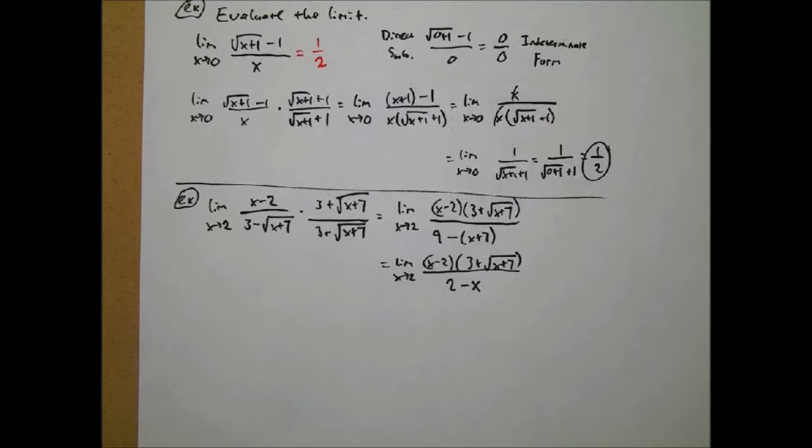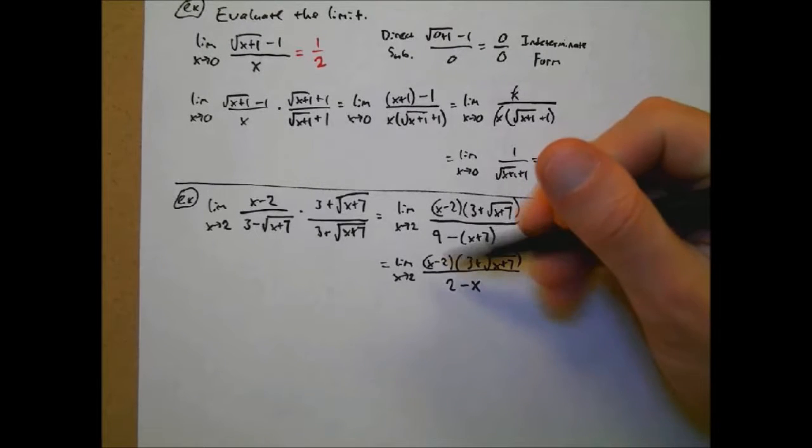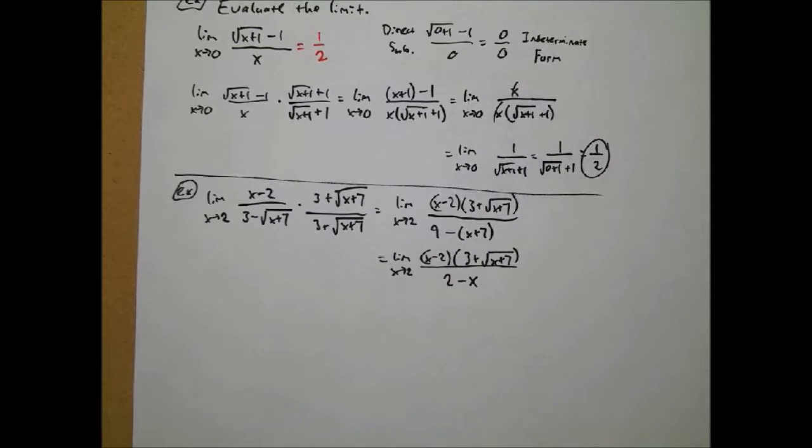So 2 minus x. So can we cancel out x minus 2 and 2 minus x? Are they the same? No, right. We can't switch around subtraction like you can addition and multiplication, right? 3 minus 2 is not the same thing as 2 minus 3, okay? Subtraction is not commutative. Addition is, right? 2 plus 3 is the same thing as 3 plus 2. Multiplication is: 2 times 3 is the same thing as 3 times 2. But division and subtraction are not.